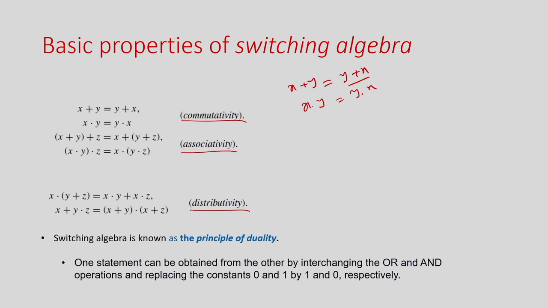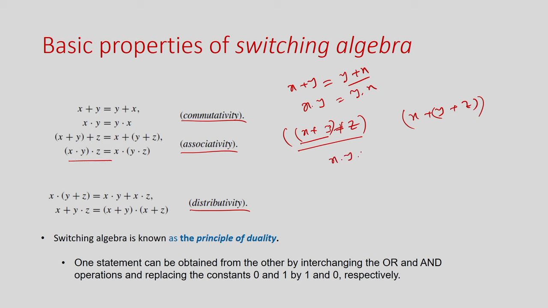And associativity says that if you have multiple operators, right? If you want to do x plus y plus z, you can do it in many orders. So, you can do x plus y first, and then you are doing the OR of z with that result, or you are doing y plus z first, and then you are doing x plus that result. It is basically the same thing. So, it doesn't matter in which order you apply the OR operator for an expression, the result will always be the same. And similarly for the AND operator, the same thing, right?